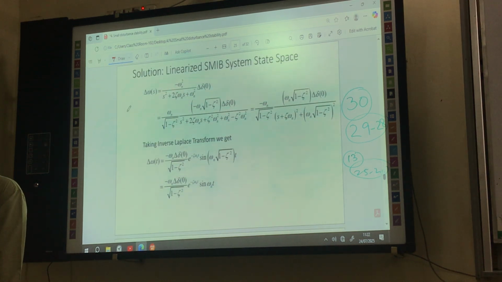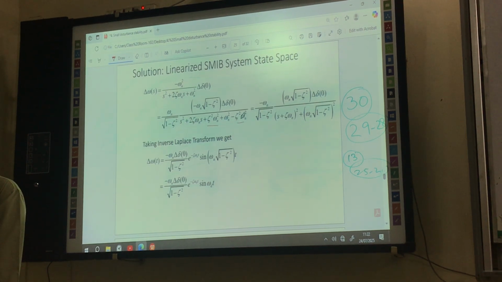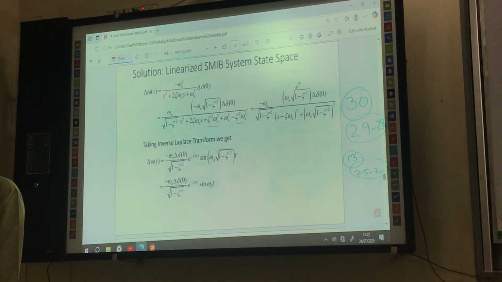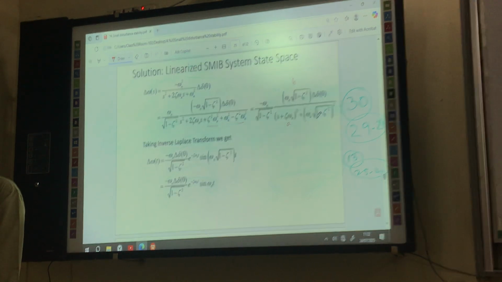So this is your del omega of s. We have written omega n here and minus omega n, so it will be minus omega n square. We put root over 1 minus omega square zeta square in the upside as well as in the downside. And here the same thing, plus zeta square omega square minus zeta square omega square. Look, this is your b, this is your a. So s plus b over s plus a square plus b square. This is the formula.